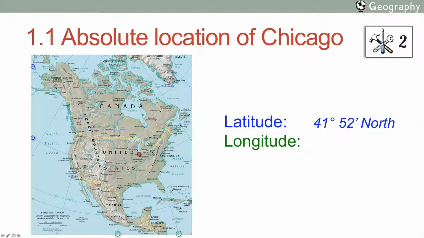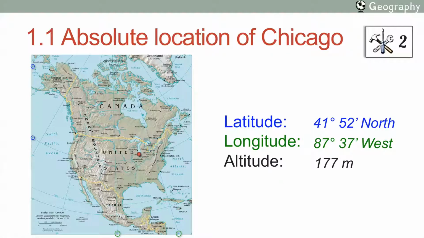I'll have to use the same principle here. I'll have to measure the distance between these two meridians, going through Chicago, because you see that the distance between the 80th and the 100th meridian here is not the same as the distance between the same meridians from here to there. I'll measure the distance separating Chicago from the closest meridian, and by making a simple proportional rule, I get 87 degrees and 37 minutes west of the Greenwich meridian. Of course, we can also give a third coordinate, which is the altitude, 177 meters high.